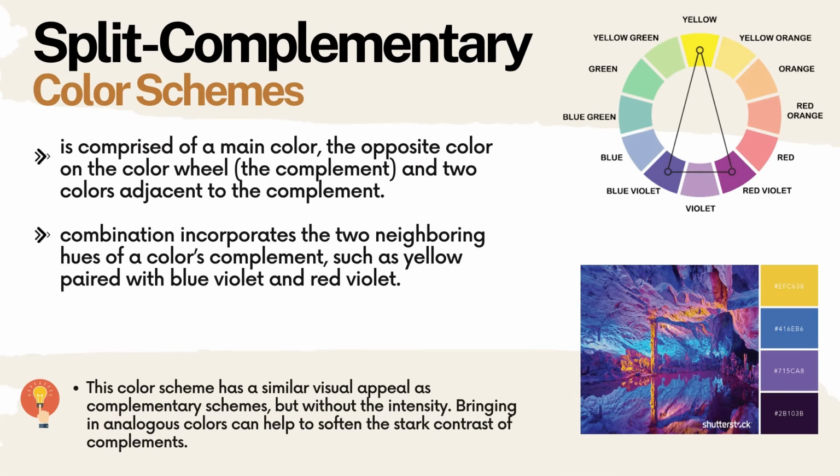Split complementary color schemes might look similar to complementary schemes, but this combination incorporates the 2 neighboring hues of a color's complement, such as yellow paired with blue-violet and red-violet. This color scheme has a similar visual appeal as complementary schemes, but without the intensity. Bringing in analogous colors can help to soften the stark contrast of complements.